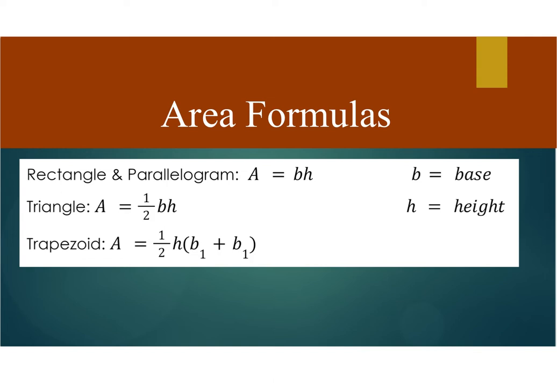So we have the area of a rectangle and parallelogram is area equals base times height. If the letters are right next to each other, that means multiplication. Triangle is area equals 1/2 base times height. And a trapezoid is area equals 1/2 height times the base 1 plus base 2. This should be a 2.